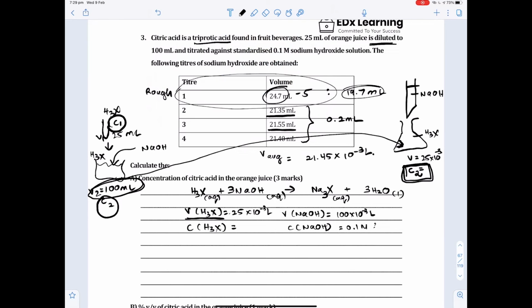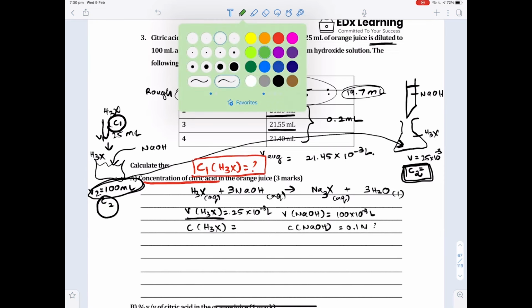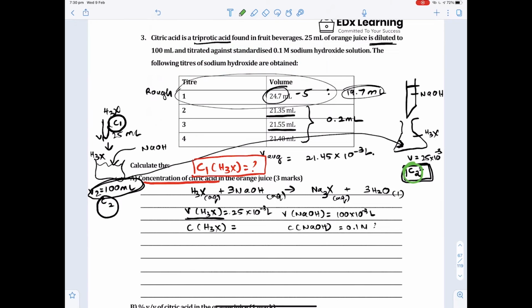The question is asking you the concentration. This is the next step, which I kind of jumped and didn't explain to you: they're asking for the concentration of citric acid. Frame the question. The question is C1 of H3X equals question mark. That is the ultimate goal. So how do we get to C1? We find C2 through our simple titration. We then have the C2 here, so we can work backwards through C1 V1 equals C2 V2 to find C1. Everyone with me?